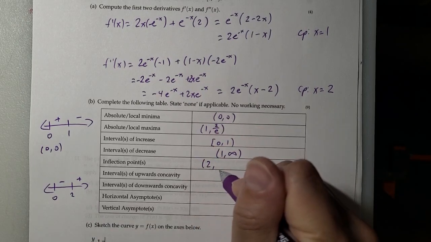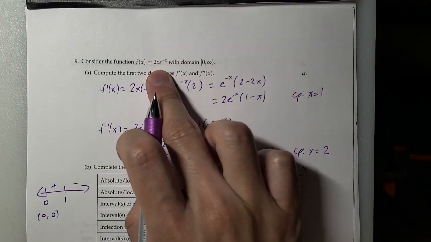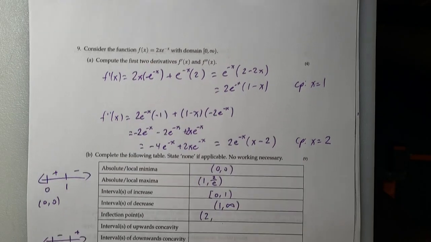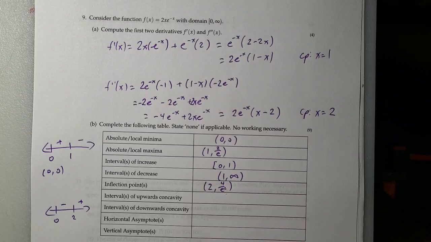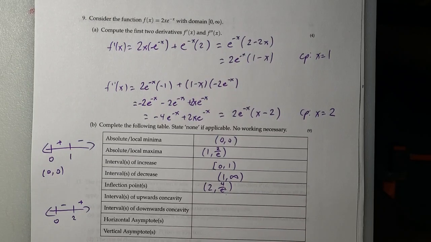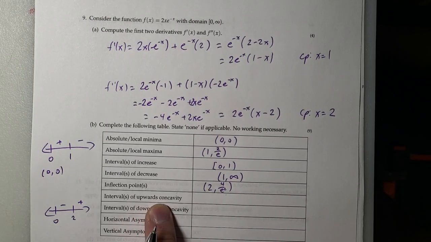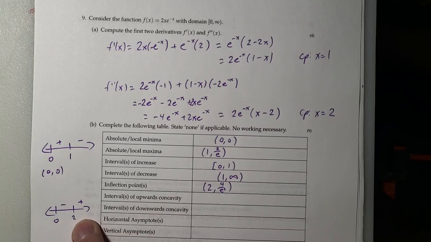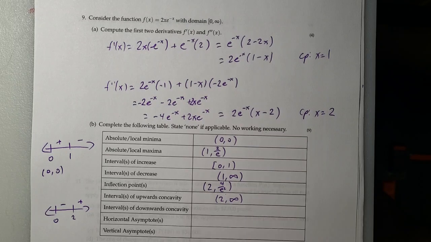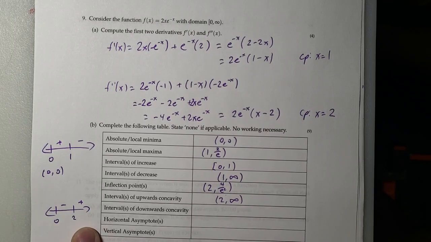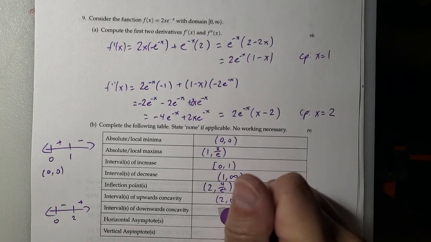What's the value of f of 2? That's just 4 over e squared. Let's just plug in 2 into f of x. Okay, so that's that. Concave up, we know that it's concave up from 2 to infinity. And we know that it's concave down between 0 and 2.